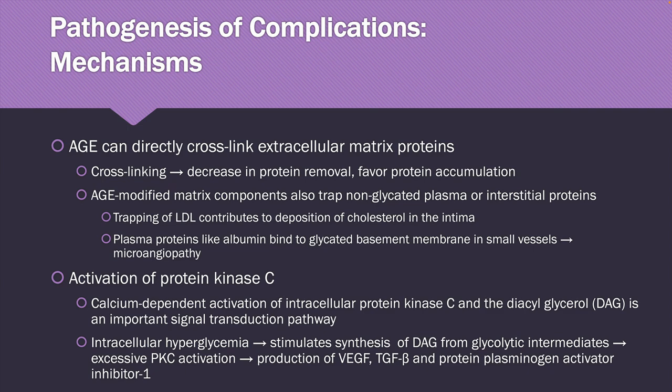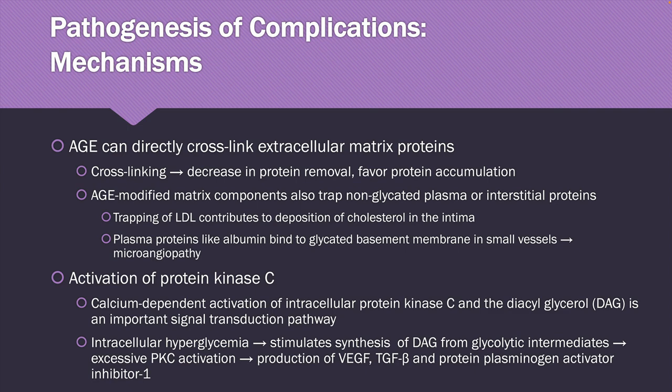Another thing that AGEs do is directly cross-link extracellular matrix proteins. When you have cross-linking of your proteins, it favors the accumulation of said proteins. Okay? An example would be your plasma proteins such as albumin, which is found in the basement membrane of small vessels. When AGEs attach there, they favor accumulation, and you will have a blockage that causes your microangiopathy, essentially.